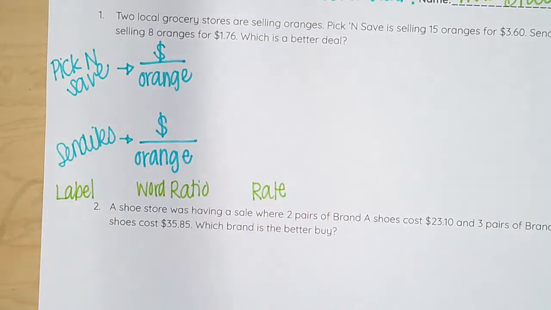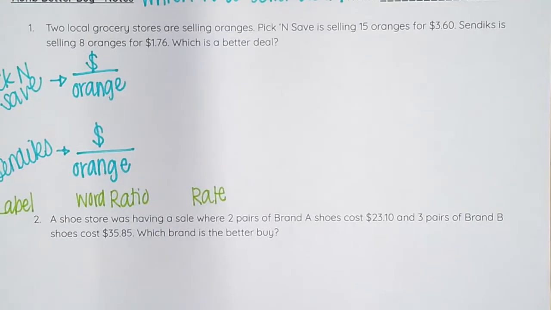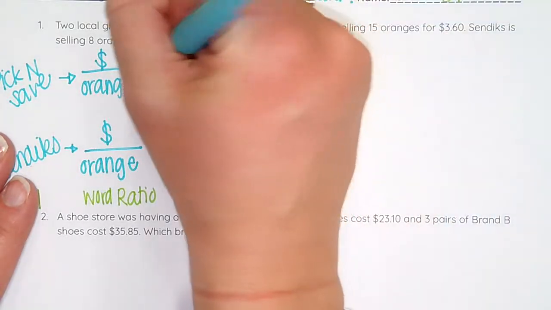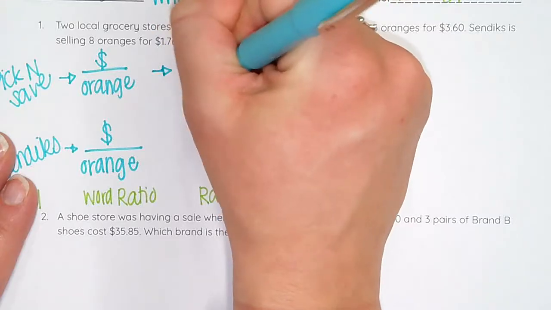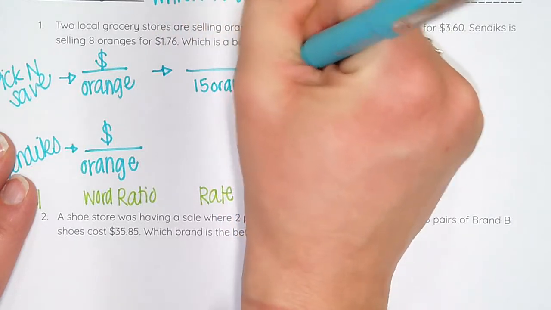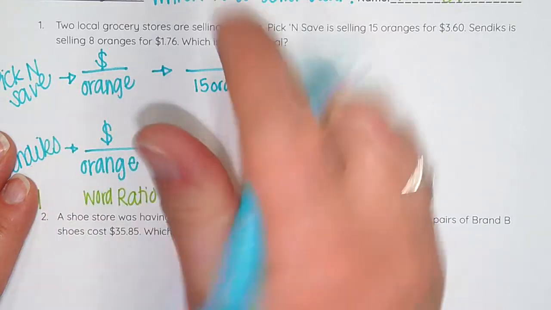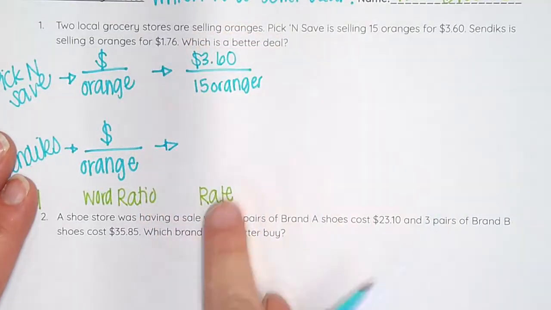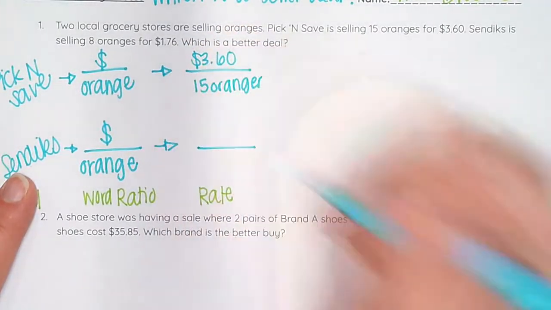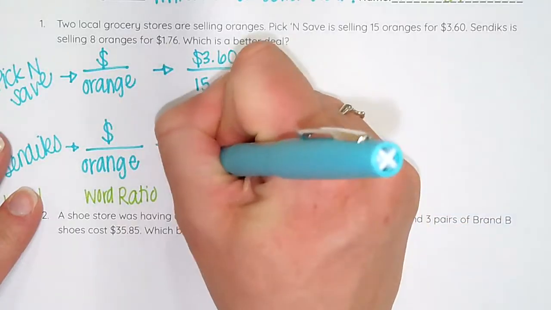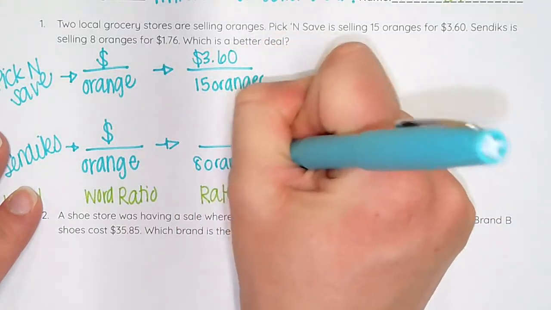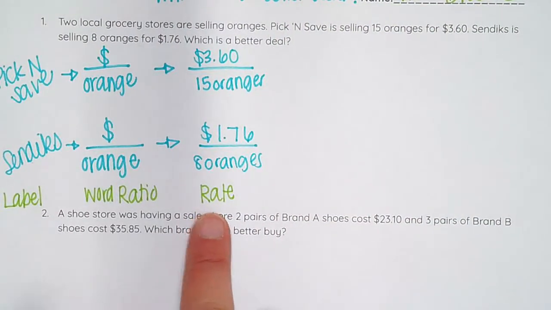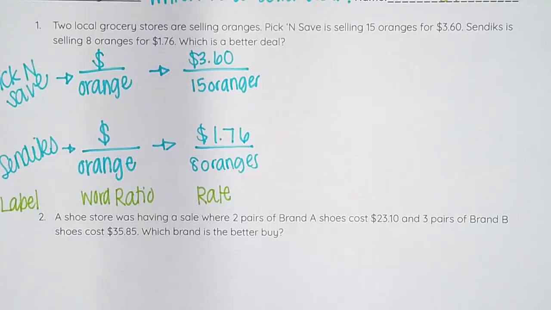Okay, so we're going to pull directly from the story problem. Pick and Save is selling 15 oranges for $3.60. Again, money's on top. We follow our word ratio. So that's our rate for Pick and Save. Now I need my rate for Sendix, which is 8 oranges for $1.76.